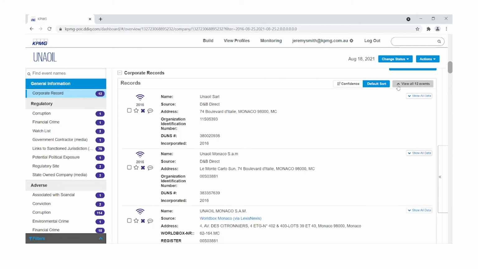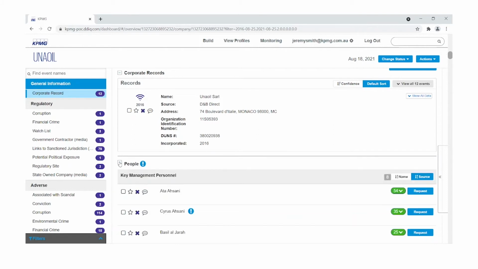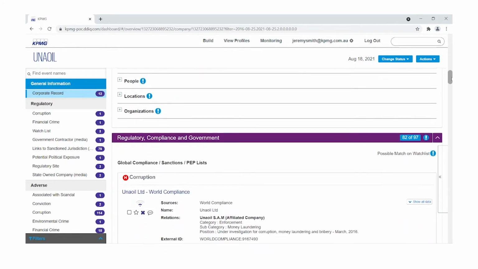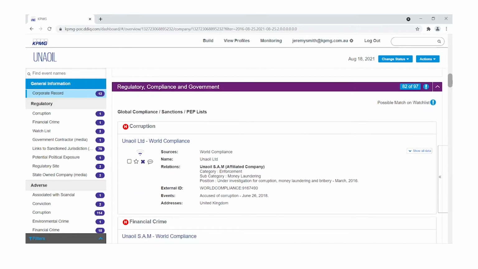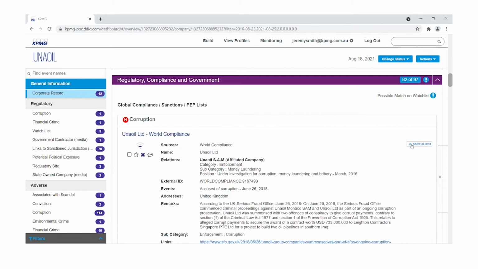Finally, artificial intelligence groups together similar results. For example, details of where the third party has been listed on compliance databases with links to source data for us to review. Adverse media is also grouped into similar results, meaning the user can read one article, not hundreds. Unsurprisingly, the recent corruption allegations in Iraq are grouped together here.